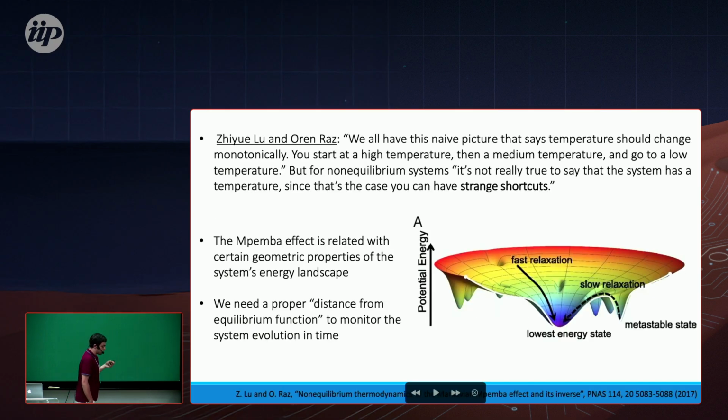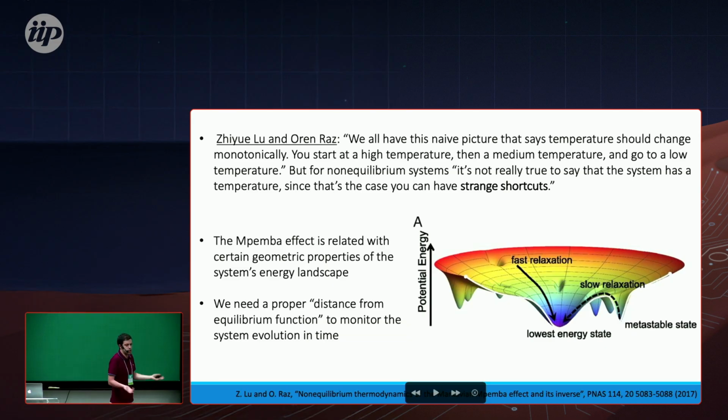A really huge theoretical contribution for the effect, trying to explain why we have it, came from Lu and Raz's paper, where they observed that when we give a kick to a system, when we do a change in temperature, we cannot expect to be able to define a temperature as a function of time along the evolution, because the system is not anymore in a thermal state. So we cannot talk about a temperature as a function of time.